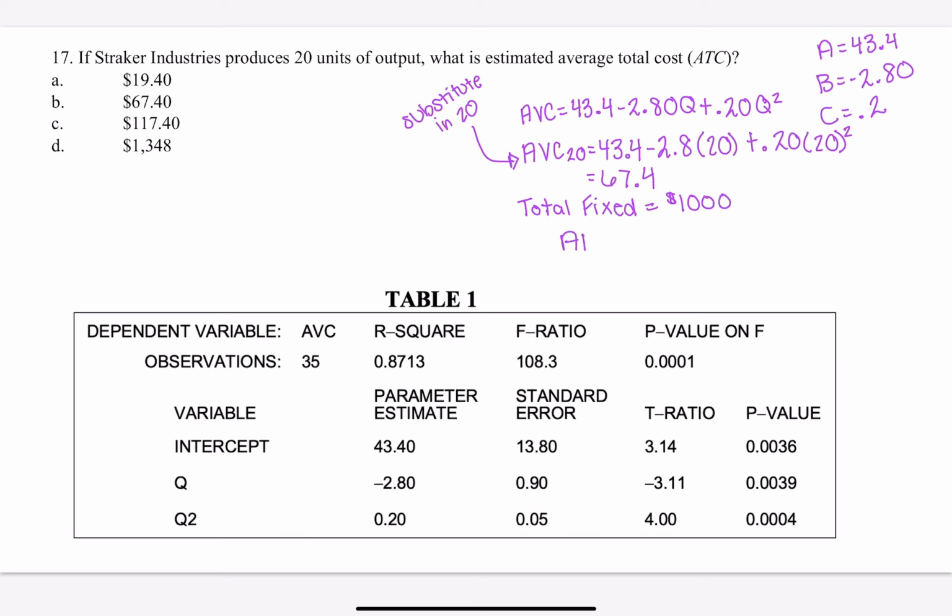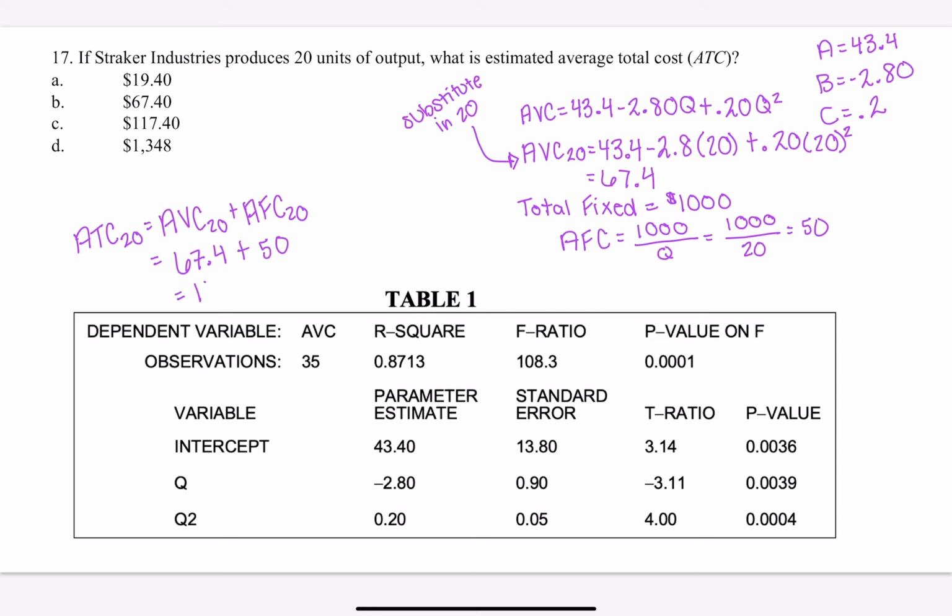Which means our average fixed cost is going to be given by 1,000 divided by Q, which is 1,000 divided by 20, which gives us 50. Got ahead of myself. Then our average total cost at 20 units of output is equal to our average variable cost at 20 units plus our average fixed cost at 20 units, which we know that our average variable cost is 67.4, our average fixed cost is 50, so our average total cost is 117.40.